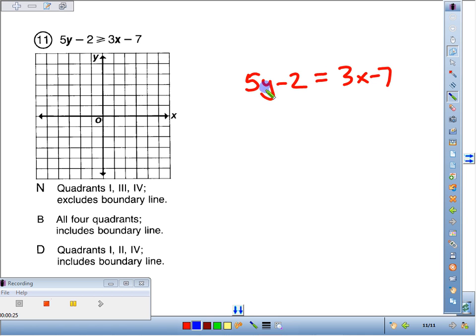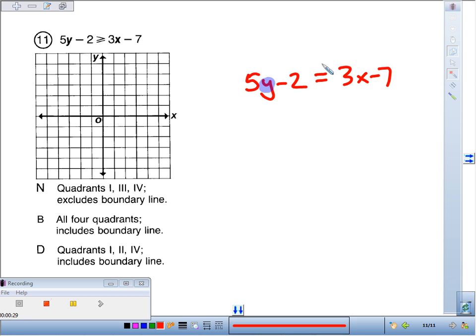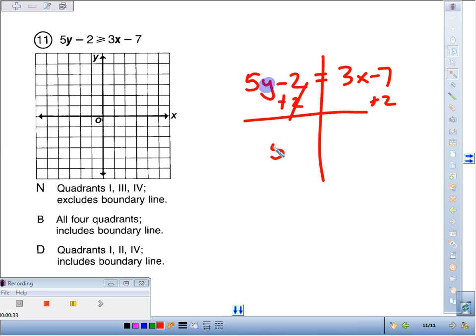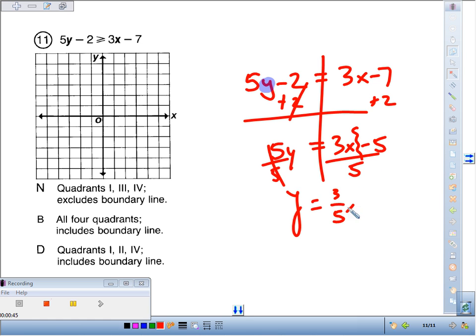I'm going to suggest let's take y and let's get it by itself. Let's put this in slope-intercept form. So my first step is I'd add 2 to both sides. 5y equals 3x minus 5. Last step, divide by 5. So we need to earthquake it, split it into 2 pieces. 3x divided by 5, that's 3/5 x. Negative 5 divided by 5 is negative 1.